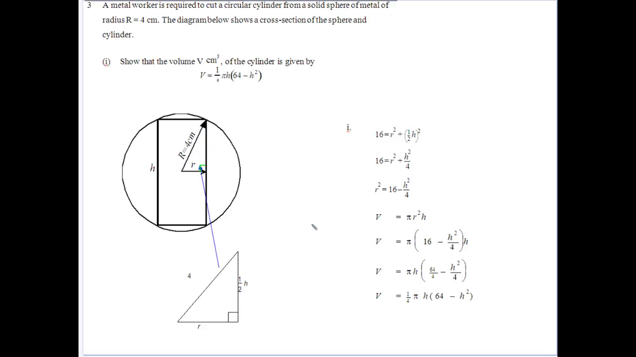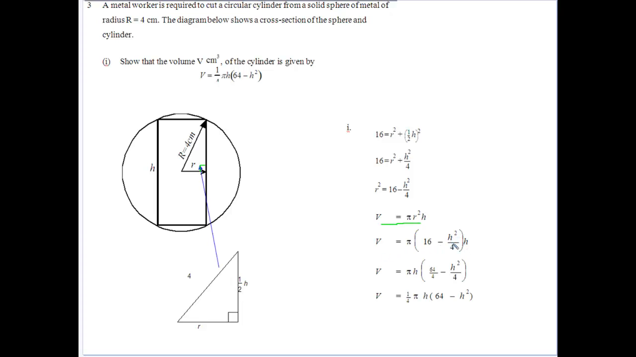So from that we can apply Pythagoras' theorem, because 4 squared is equal to r squared plus a half h all squared. So we get half h all squared as h squared on 4. And then we can write r in terms of h. Notice I'm going to leave it just as r squared. I don't need to do too much more with it, because I've kept in mind that the volume of my cylinder would be pi r squared times h. So I don't really need to square root it and then square it again. That's just doing too much work. So r squared is equal to 16 minus h squared on 4.